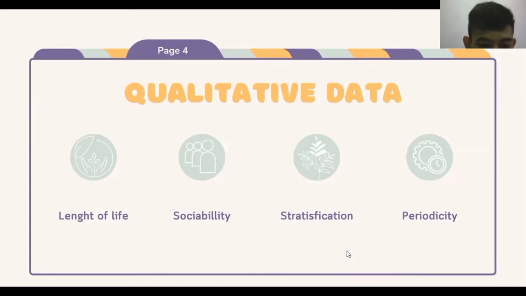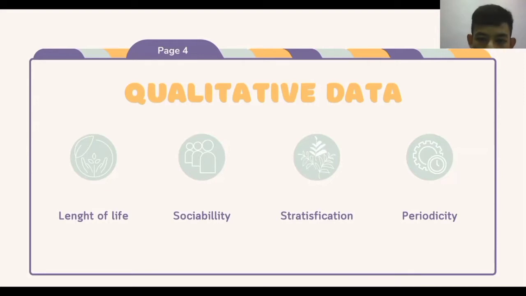Periodicity, which shows the period or growth phase of the weed species. For example, the germination period, the flower period, the fruit period, and the seeds dispersal period.